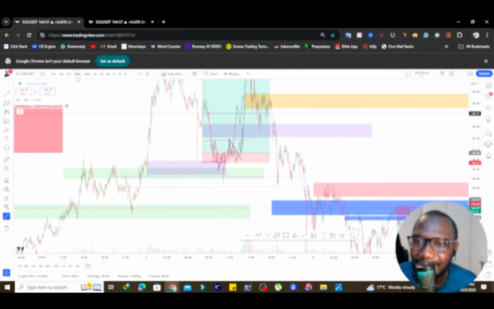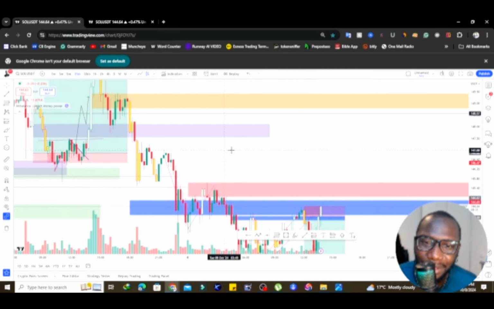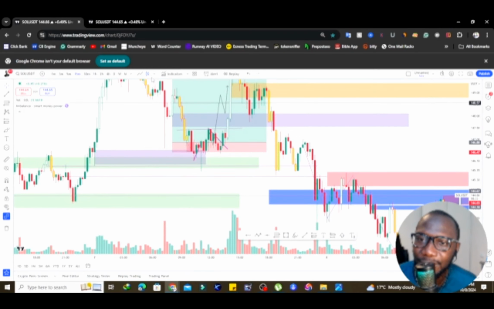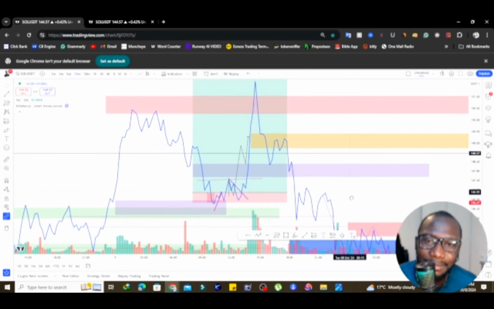And let me go to the 15 minutes time frame. You're going to see a pattern that I was teaching you guys about, a reversal pattern I taught in my last video. This is it, the W pattern. It formed here, and the next thing, the market went up.